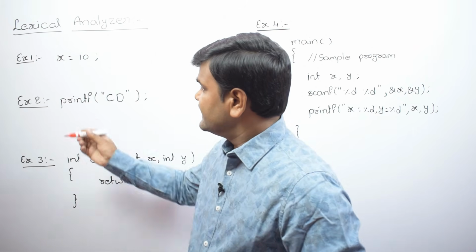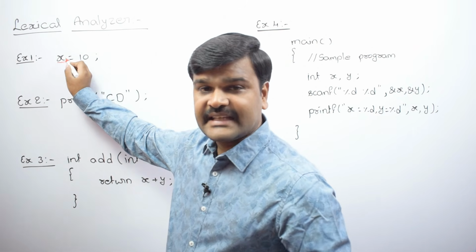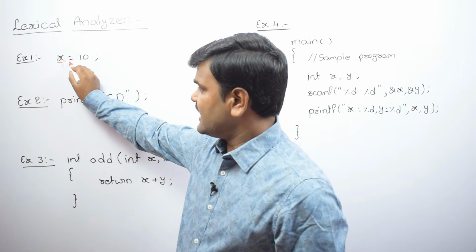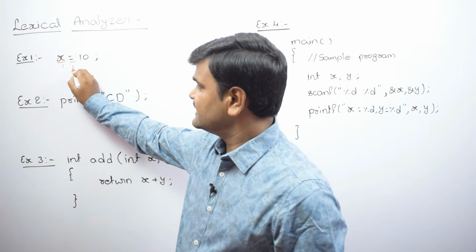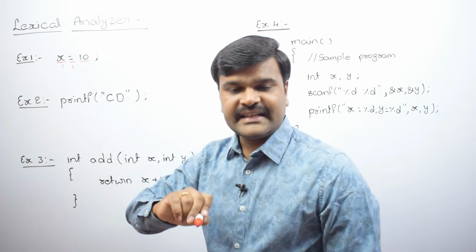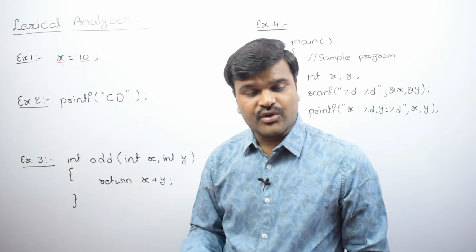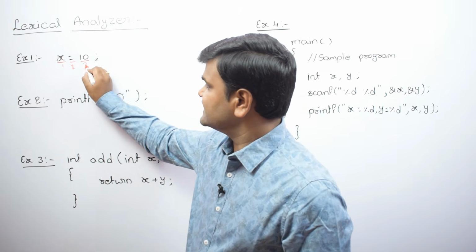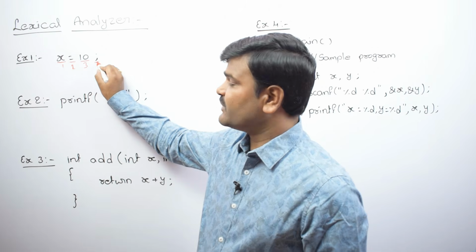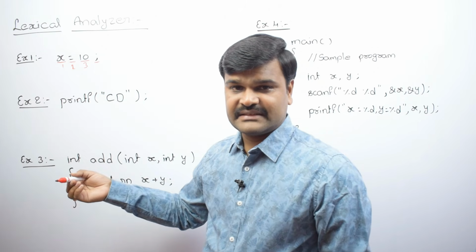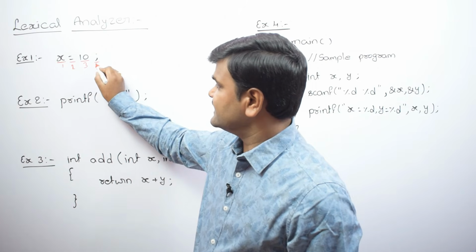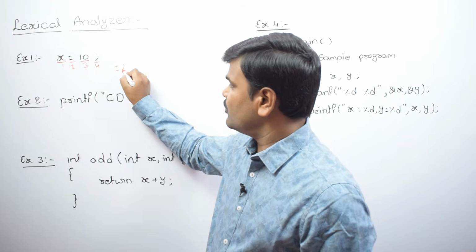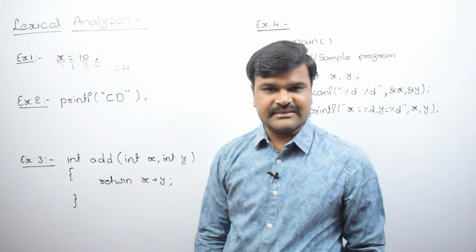Here, X is a token, is it or not? This is an identifier, so this is one token. Next, equal, this is an operator, so this is one token. Next, 10 is actually a constant, and a constant is also a token. So this is one token, this is two, and this is third, and this one is a punctuator, right. This is also one token, that is why this is the fourth one. So, total number of tokens, how many? 4 tokens are there in this example.